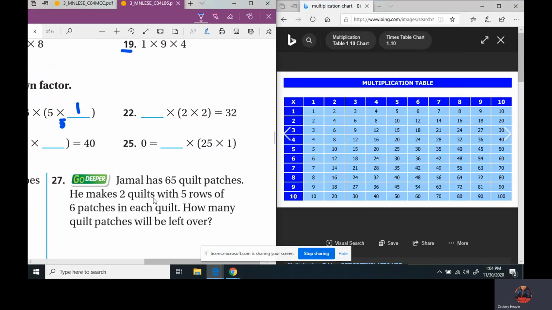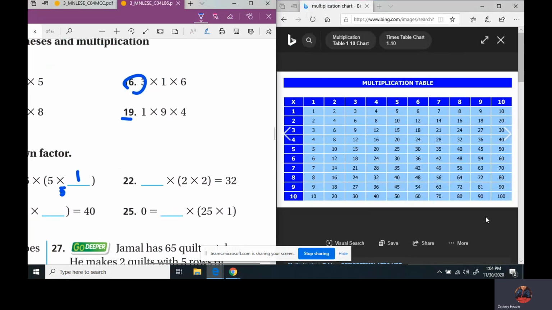It takes me a second. All right. So now we have this. We have 2 times 2, which is 4. Now, what times 4 equals 32? Well, let's go over and look. 1, 2, 3, 4, 5, 6, 7, 8. So right here, 8.